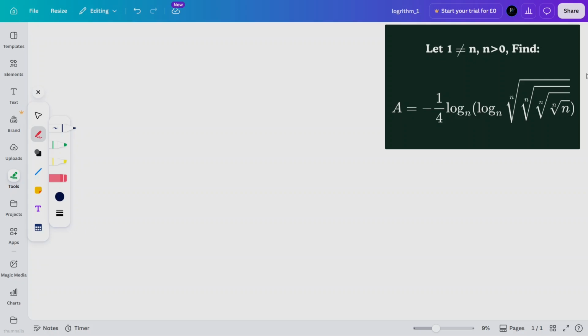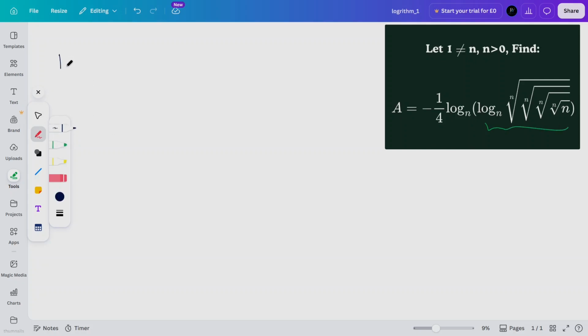Let's take a look at this problem. The problem states, let n be positive and also n doesn't equal 1. Evaluate the value of A. So for the start, I'm going to take a look at this scary argument right here.